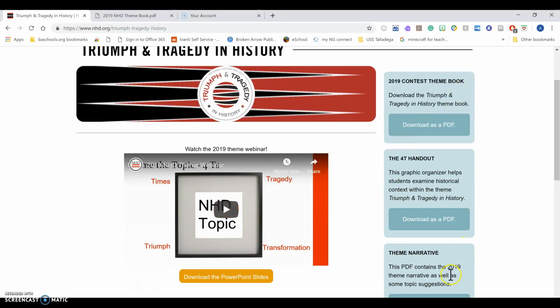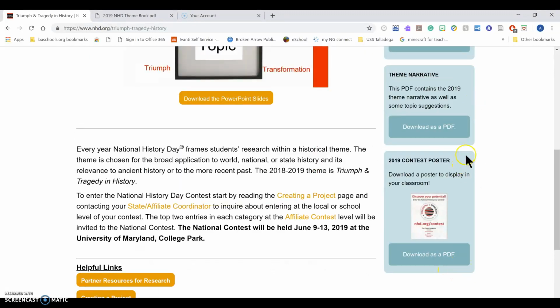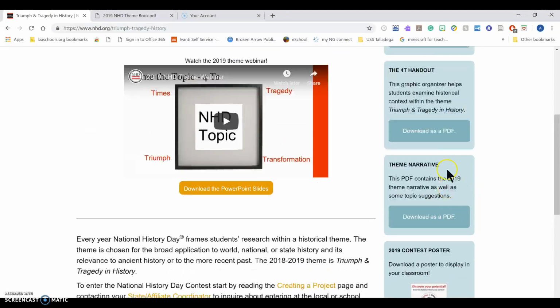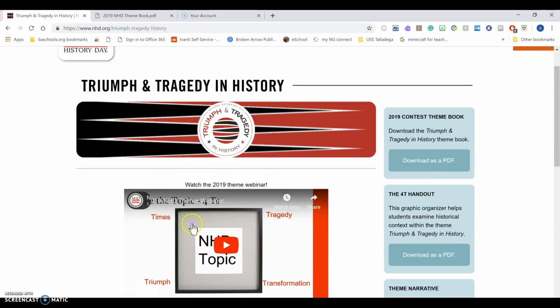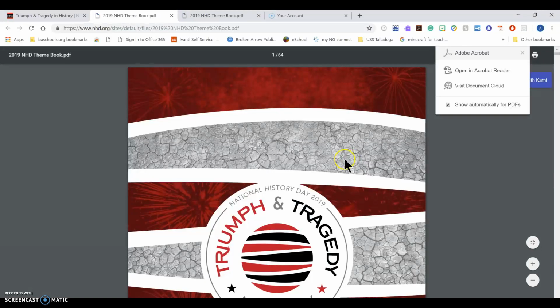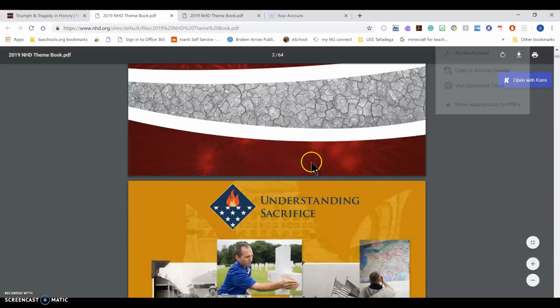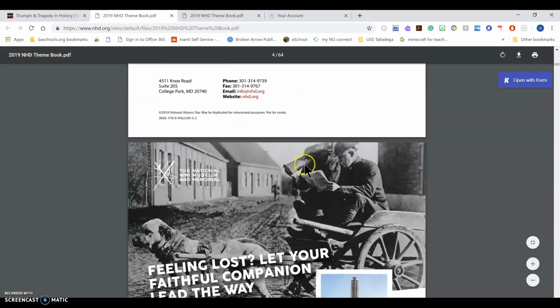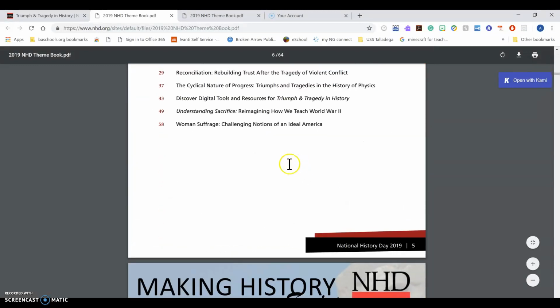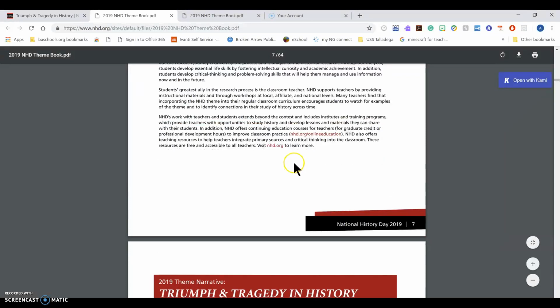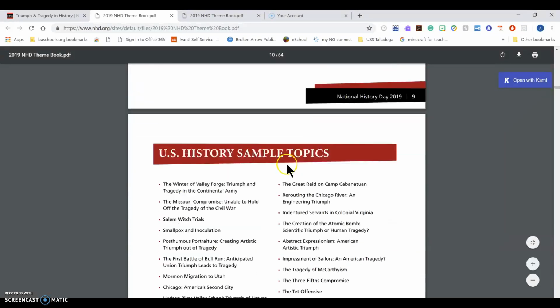They've got different resources for you to use in starting your research. They even have some videos on the website to help you break down the theme and help it go to your topic that you have chosen. They also have this theme book here, and it has some topic samples to help you get started, just thinking on how it fits to the theme.